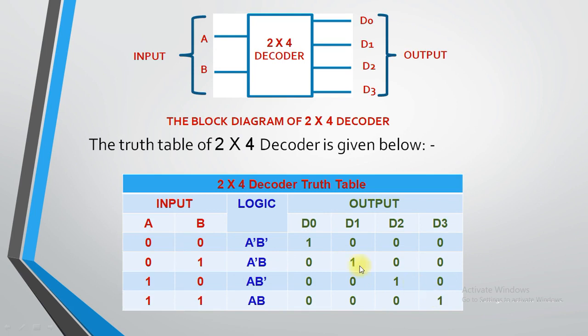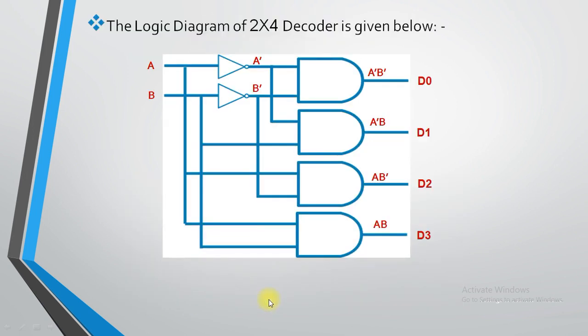Similarly, for a decoder, what you need to do is write all the possible combinations for the input variables. Over here we have two input variables which can be represented by variables A and B. So 0 0, 0 1, 1 0 and 1 1. The logic you need to write in this way. Now you can draw the circuit based on the gates.